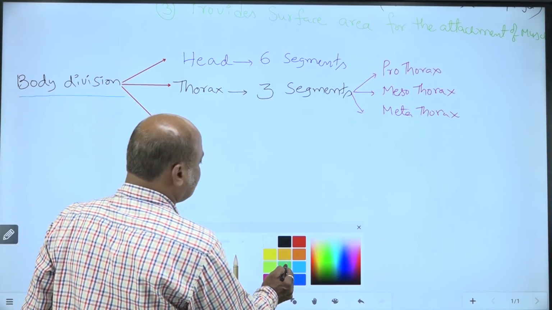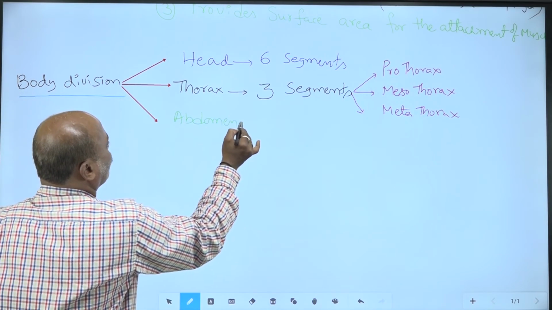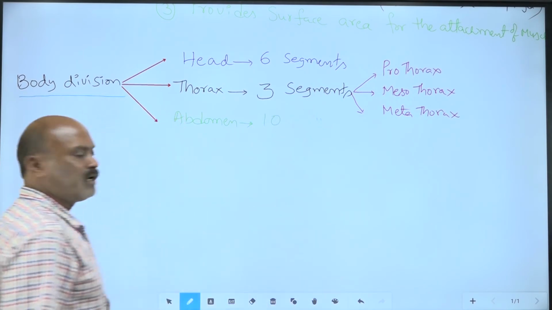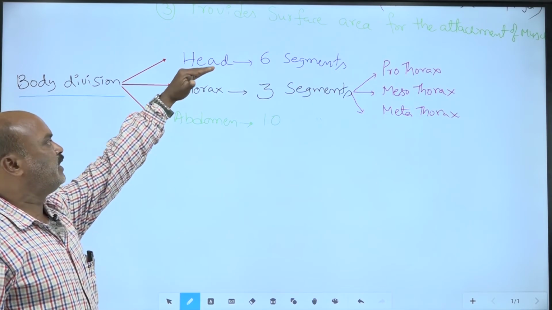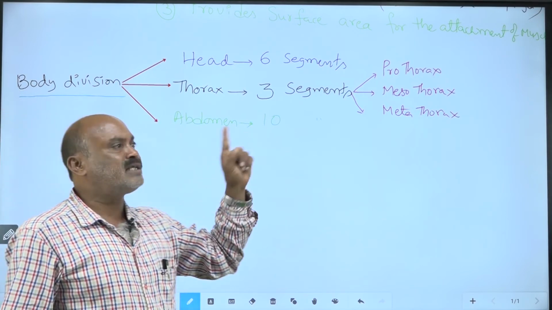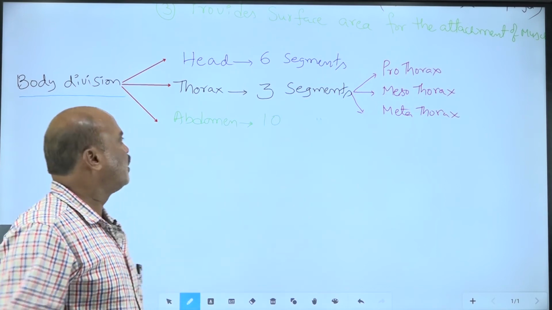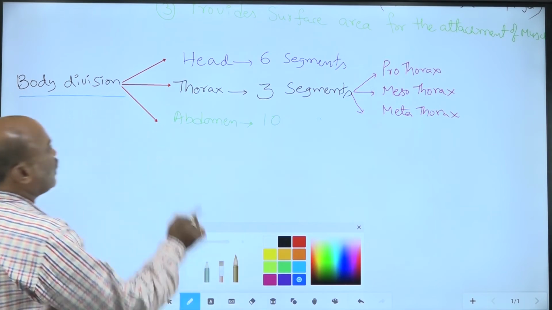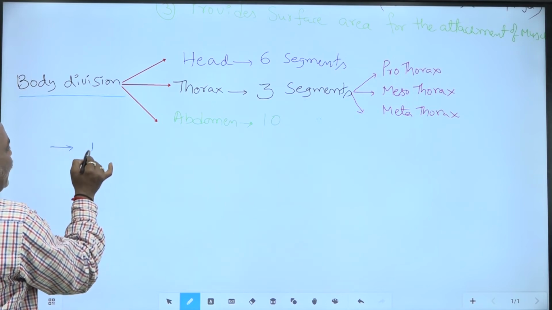Then coming to the third one, abdomen. So abdomen consists of 10 segments in adult stage. So the body of cockroach has 19 segments in adult stage, 20 segments in embryonic stage. Adult stage, 19 segments. Here between the head and the thorax, there is a short neck.